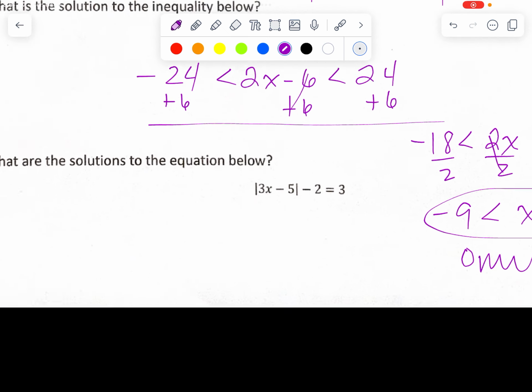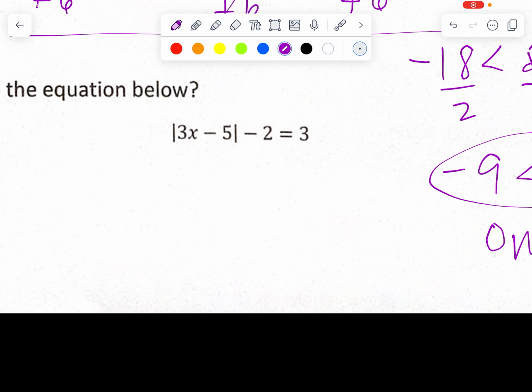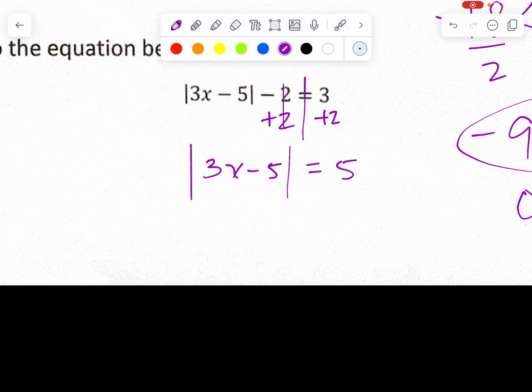All right, one more here. What are the solutions to the equation below? The house is not by itself, which means we need to get rid of the 2. Do opposites, add 2. Now we have the absolute value of 3x minus 5 equals 5. Now we can drop the house. We go equals 5, equals negative 5.